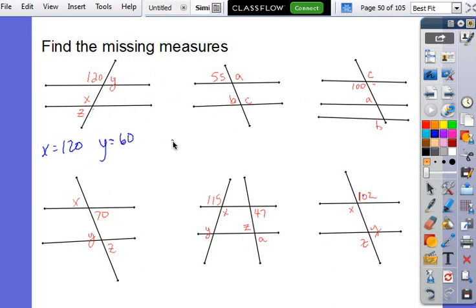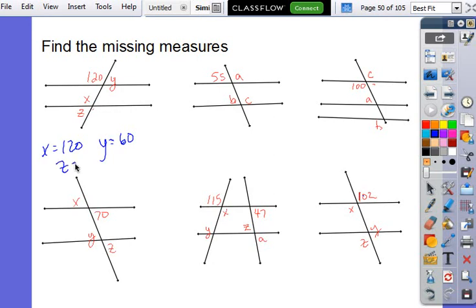What is 120 and Z? What kind are they? Consecutive exterior. They're on the same side, but opposite sides of the transversal, or opposite sides of the parallel lines. They're both on the left, but one's on the top, one's on the bottom. Those are consecutive exterior. What's the rule for consecutives? Add up to be 180. So if that's 120, that's got to be the rest of it.